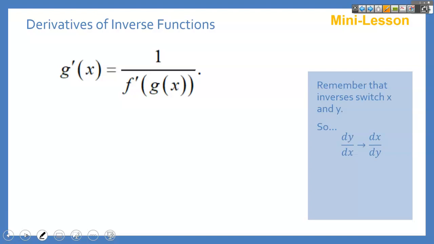I know that we hate them. So derivatives of inverse functions come from function composition. Remember that inverses means to switch x and y. So if you usually have dy dx, then we are finding dx dy, essentially. So again, we usually find dy dx, we're finding dx dy.